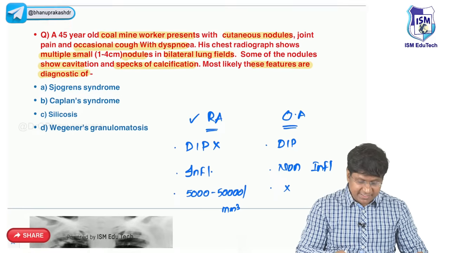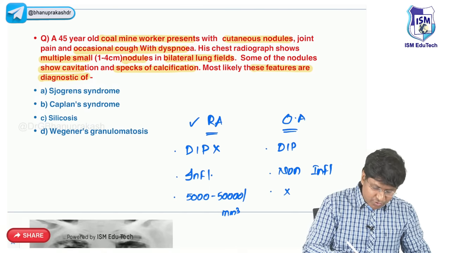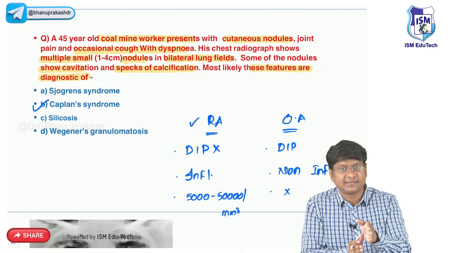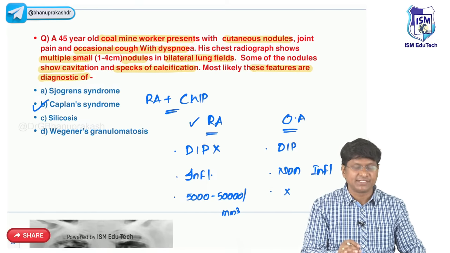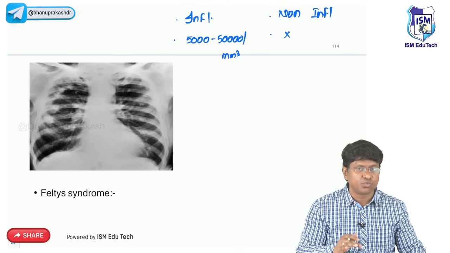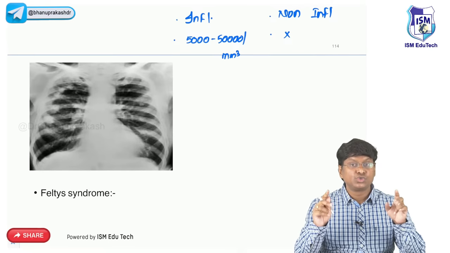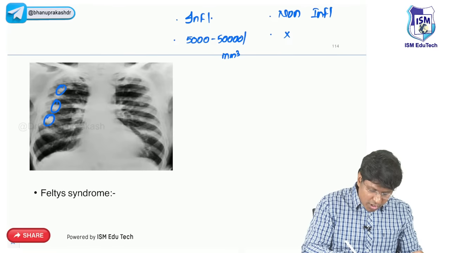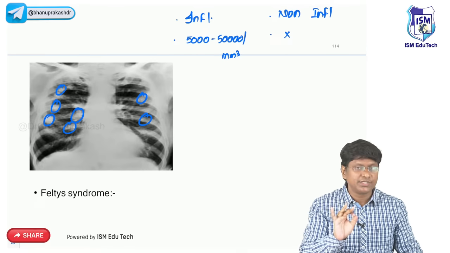Okay. Now, after having discussed the differences, let me tell you about this syndrome. What exactly is this syndrome? This syndrome is your Kaplan syndrome. What is this Kaplan syndrome? Where you have rheumatoid arthritis along with the development of coal workers' pneumoconiosis. That is what is called the Kaplan syndrome. Now, in case of coal worker's pneumoconiosis, what will you see in the chest x-ray? In the chest x-ray, you will observe multiple small nodules in the bilateral lung fields, right? That is what you will observe, okay? That is your Kaplan syndrome.